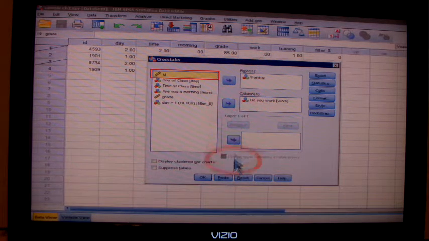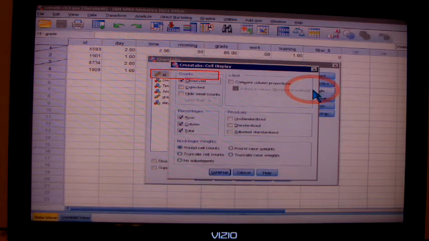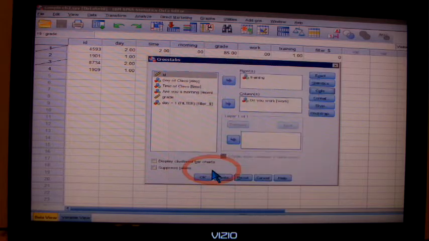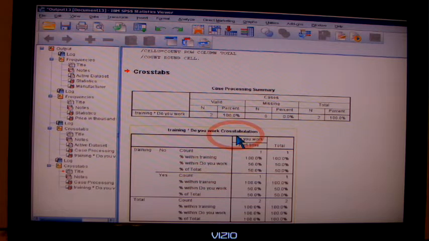Crosstabs, there it is. There's the stuff we did. Let's make sure the other was still saved. Yes. Now click OK. See, sometimes it kind of goes away and you go back into it. You have training, you have no. They did not receive training, and they did receive training.